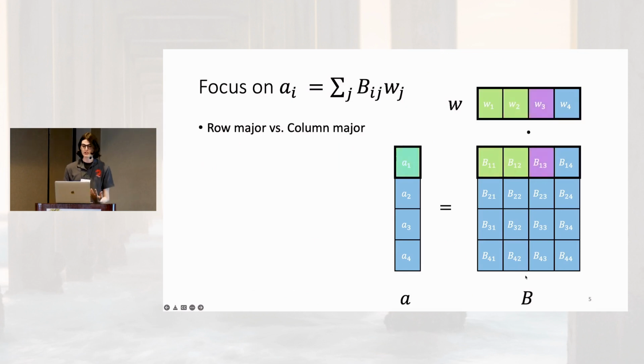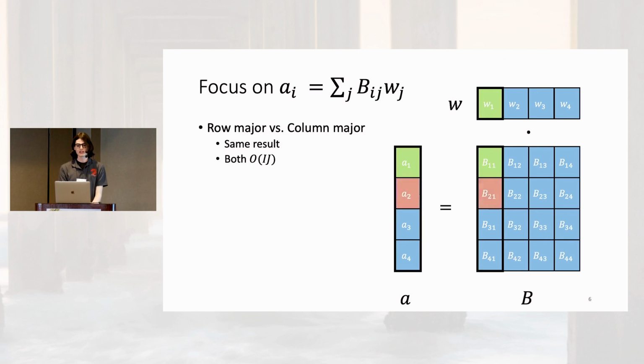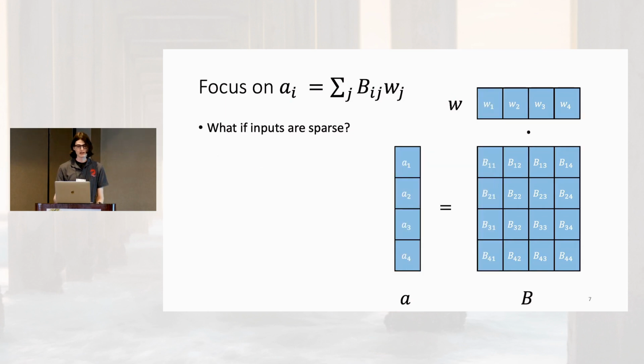We could do this row major, multiplying the vector W by each row of B, taking dot products to produce A, or we could do this column major, scaling each column of B and adding the scaled columns to A. And these produce the same result mathematically, and they're both O of ij asymptotically, so they would both be good candidates for performance engineering. But this is not the case when the inputs are sparse.